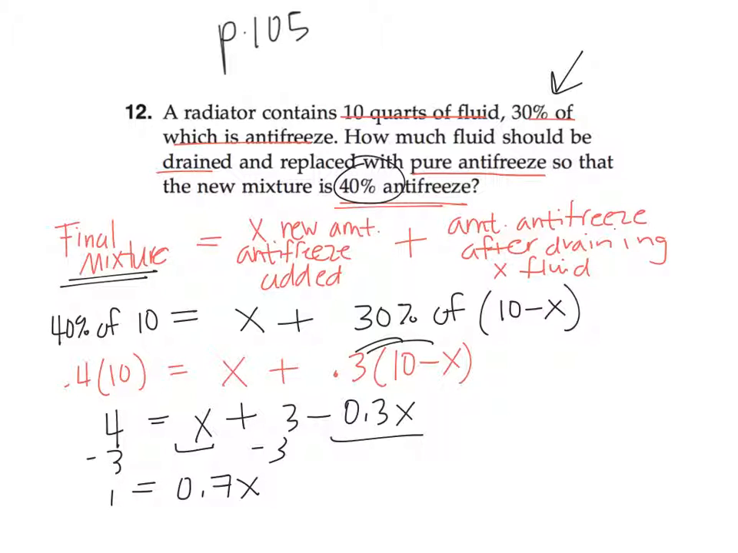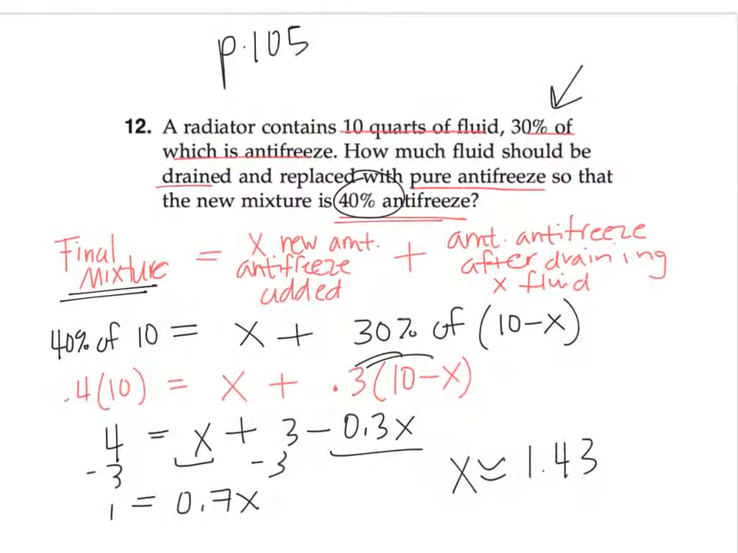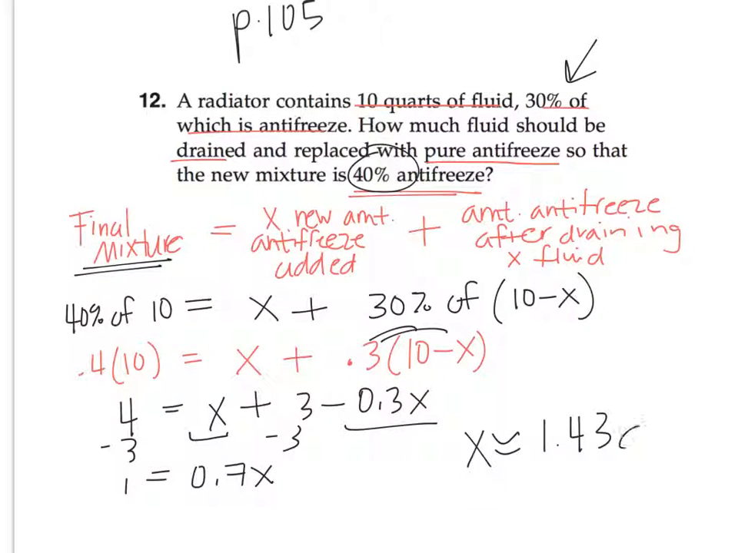double check that before I make an assumption here. 1 divided by 0.7. X is about, or approximately, 1.43. So that means we will want to replace it with 1.43 quarts of antifreeze.